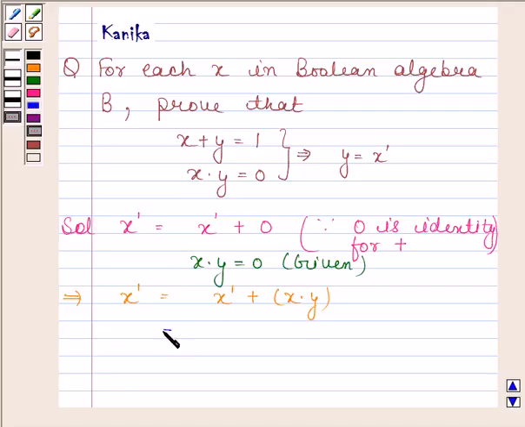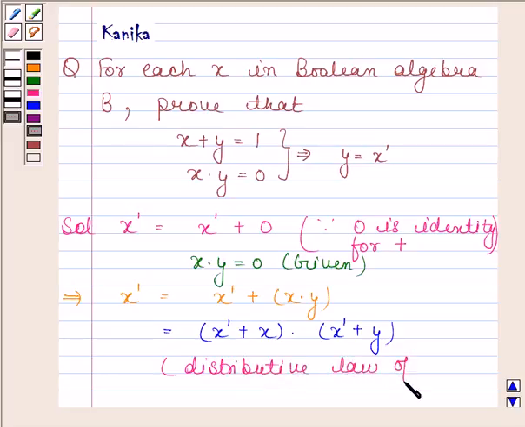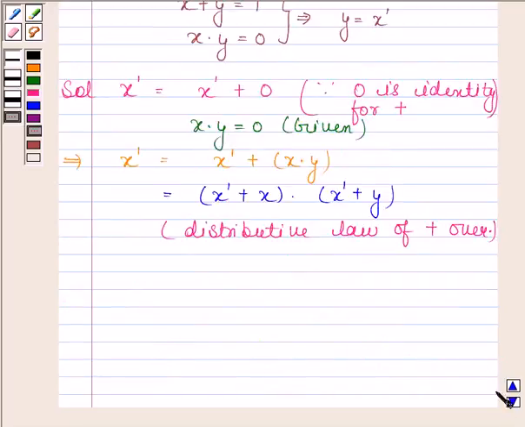Now this is equal to x complement plus x, dot, x complement plus y, by distributive law of plus over dot. We know that x complement plus x is equal to 1, right? So we have 1 dot x complement plus y.